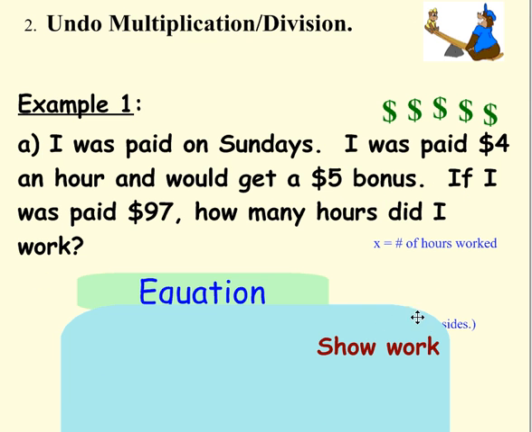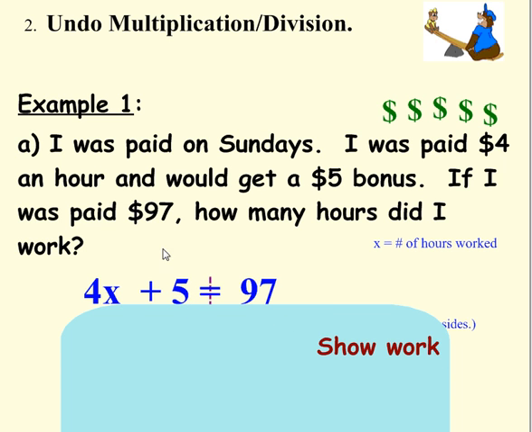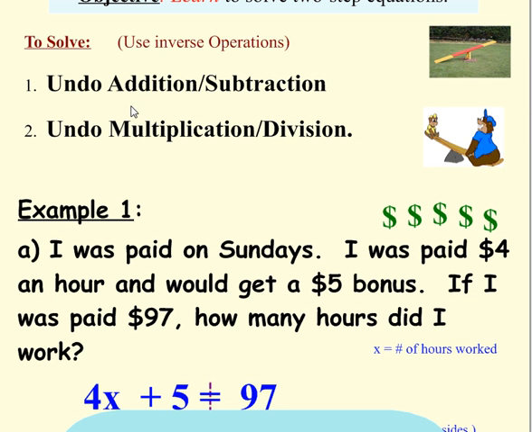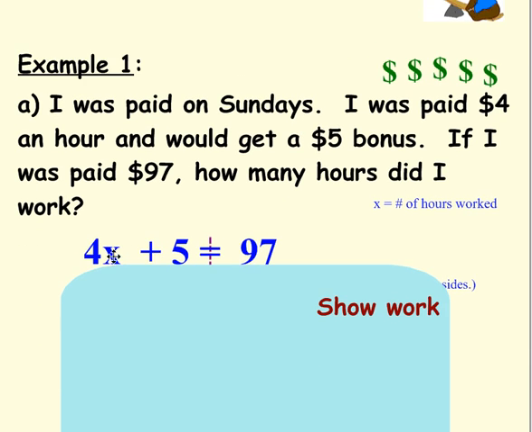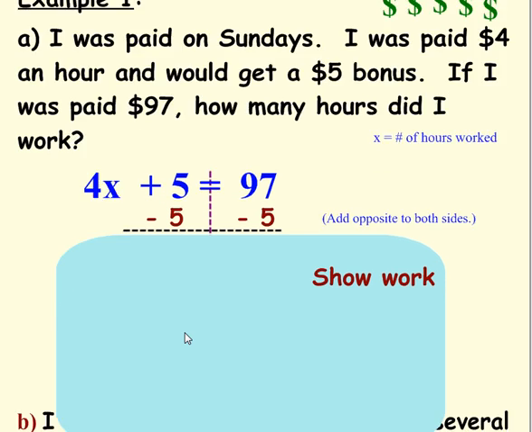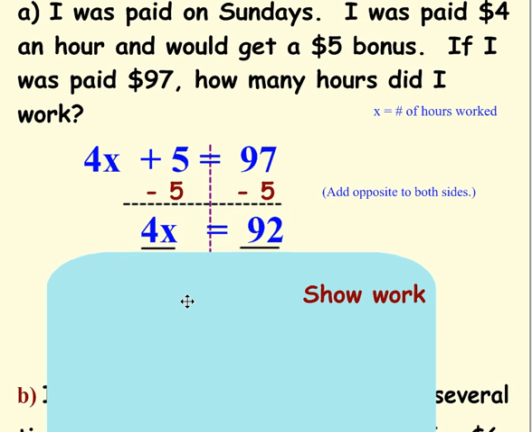So I have to think of this as an equation. The equation might look like this: 4x, x standing for the number of hours I worked, plus that $5 tip, and it equals 97. So the first thing that you've got to think about is, number one, I've got to get rid of any addition or subtraction on the side that has the variable. So I have a +5. The opposite is -5. And all I have to do is subtract. Now we'll get 92. This has eliminated the 5.